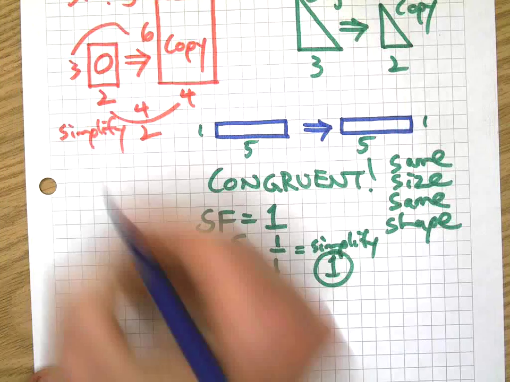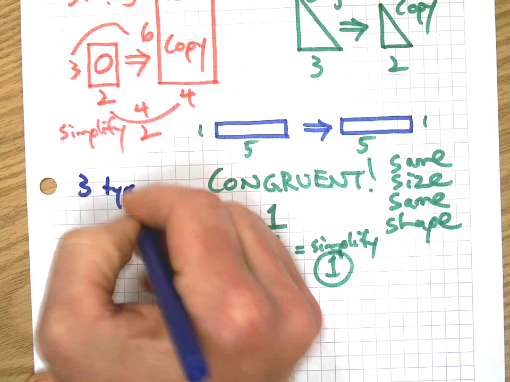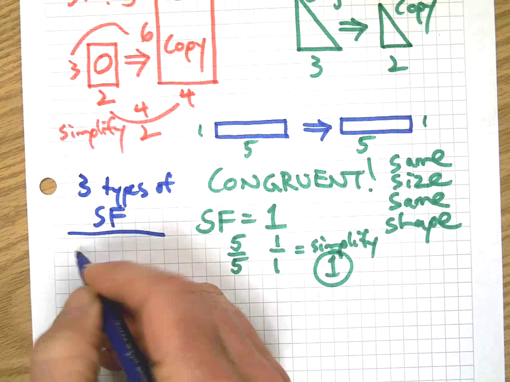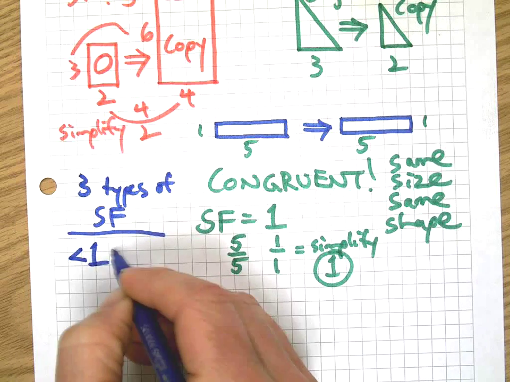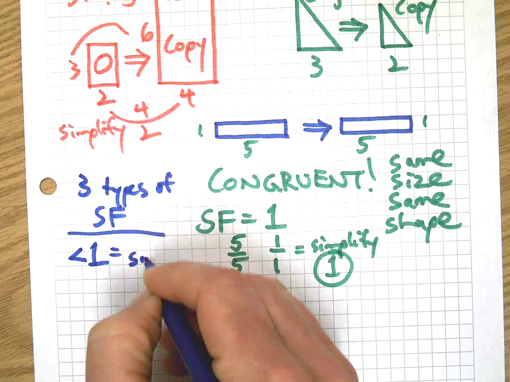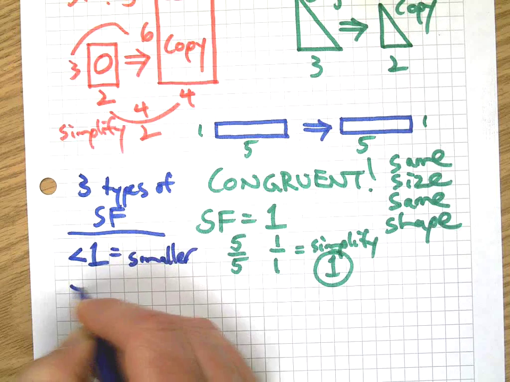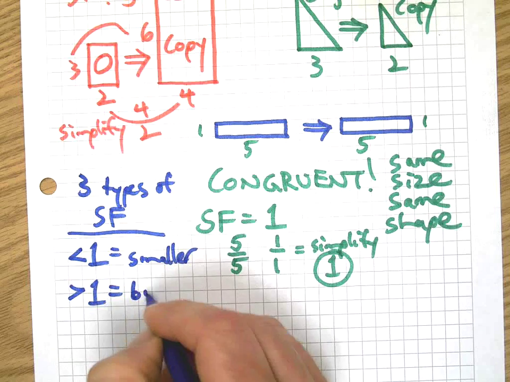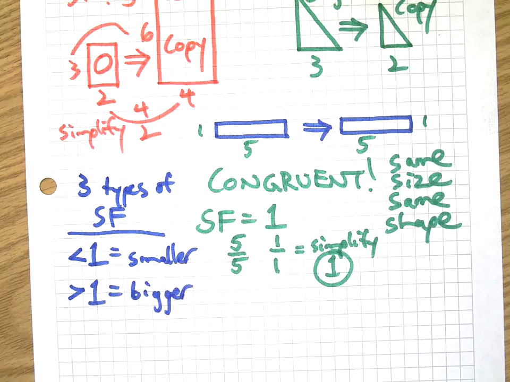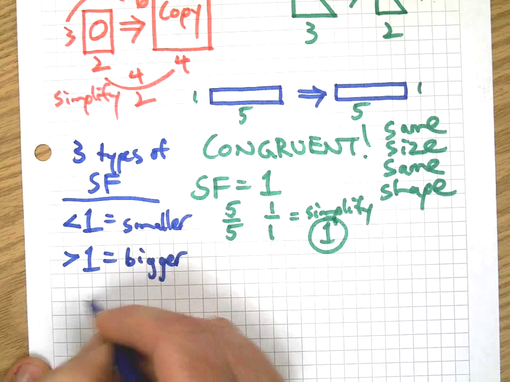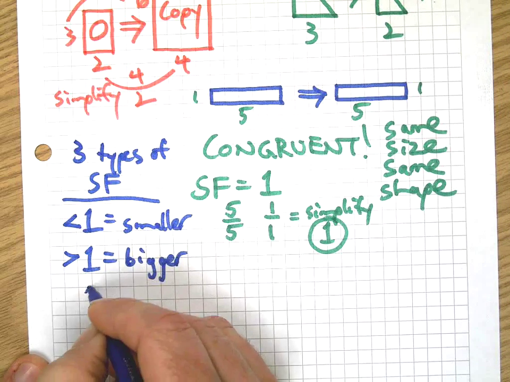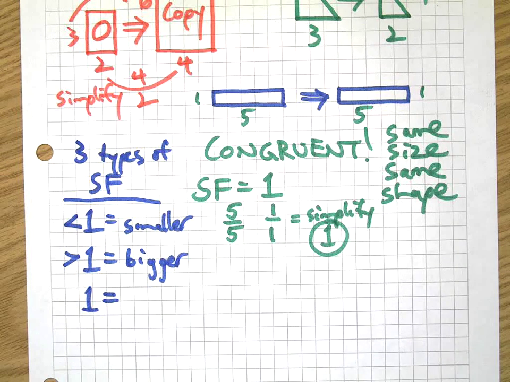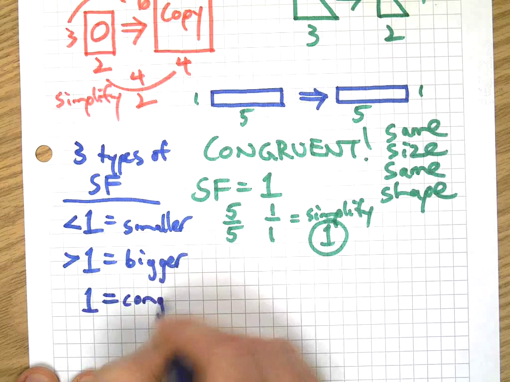Okay, so the lesson here is there's 3 types of scale factors, and they cause 3 different things to happen. If it is less than 1, the copy is smaller. If it's greater than 1, what is it? The copy is bigger. And don't be fooled. This is not a trick question. It's just a question. It's only a trick if you don't know it. If the scale factor is exactly 1, it's the same.